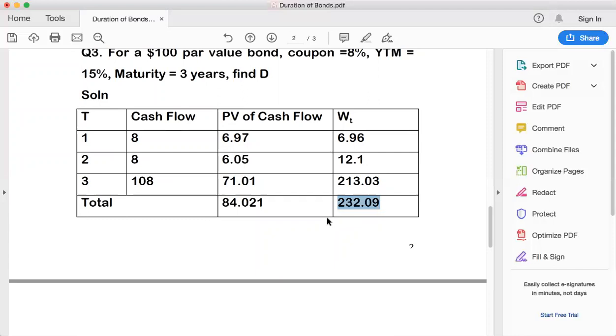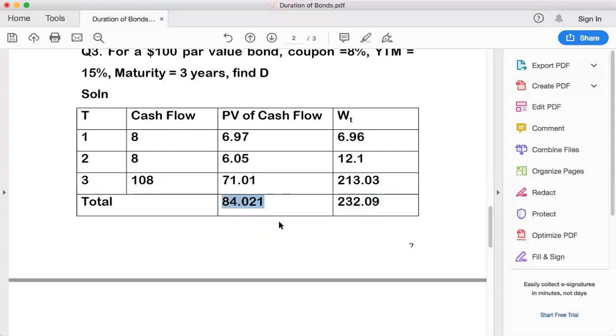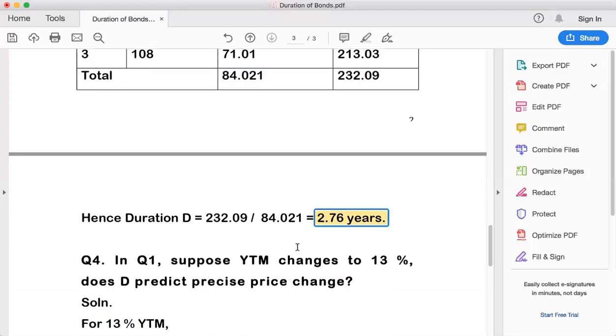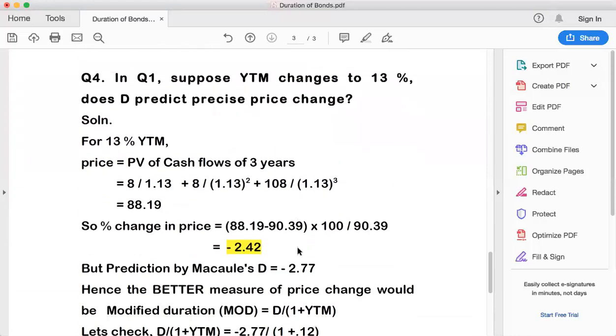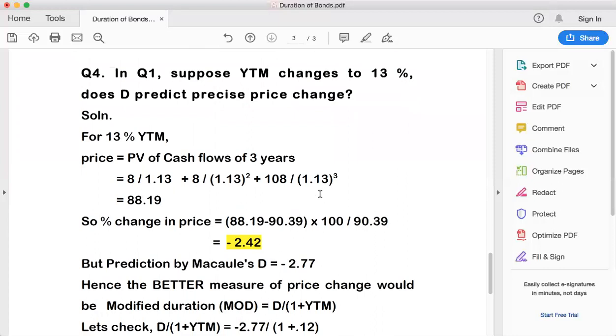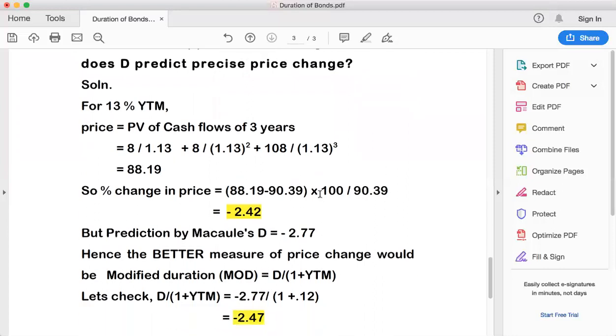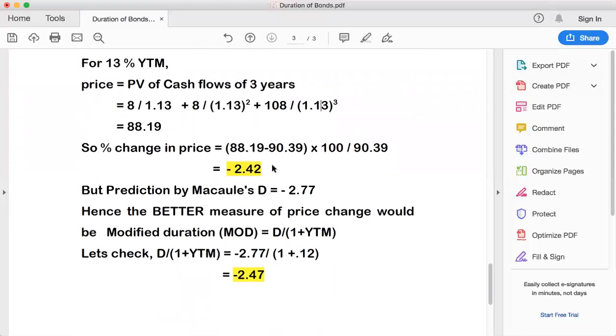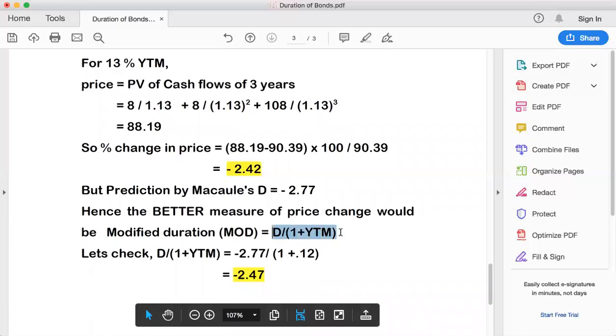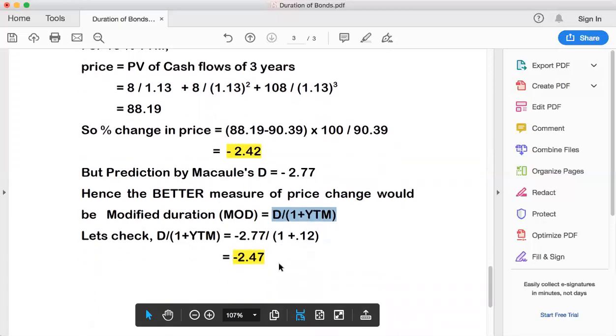In the next problem, we tried to consolidate our concept by finding the weighted present cash flow, and then divided it by the normal PV of the cash flow, and we got the Macaulay's duration, right? And then we tried to see whether Macaulay's duration is a good enough predictor of price change when the YTM changes by 1%. We found that Macaulay's duration predicts a somewhat larger price decline than what actually should have been, and so you use this formula of modified duration and arrive at the better measure of price change, or the elasticity, right?